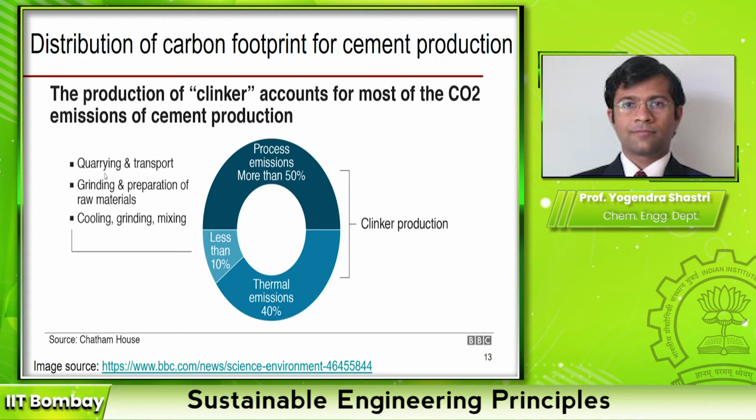So emissions related to quarrying, transport, grinding and preparation of raw material and so on are less than 10%. Most of the emissions are actually direct scope 1 emissions in a cement production facility. Now this may not be true for every facility, this is just one of the examples.